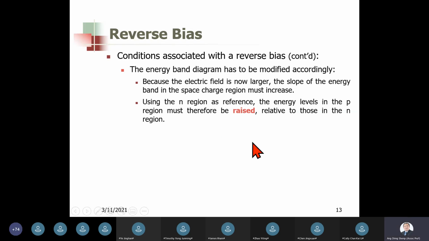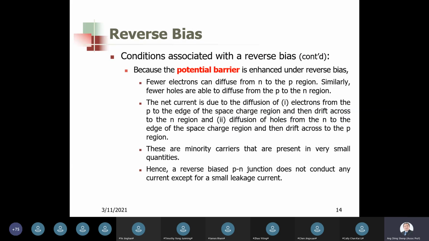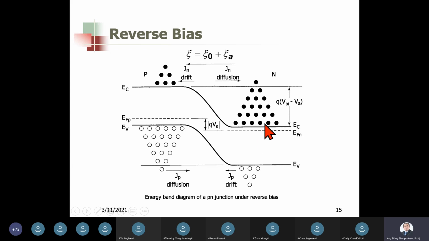All right, so the next question that we want to answer is how to draw the energy band diagram under reverse bias condition. All right, if you have understood what I've said earlier about the energy band diagram being an inverted potential diagram, you would have guessed how it can be done under reverse bias condition. So let me show you the energy band diagram first. All right.